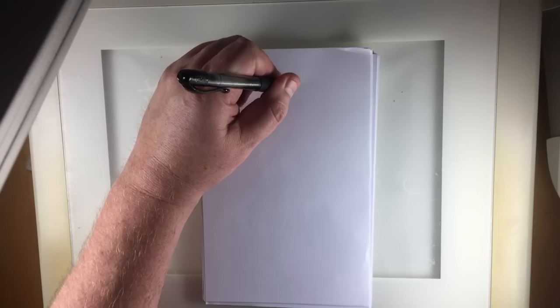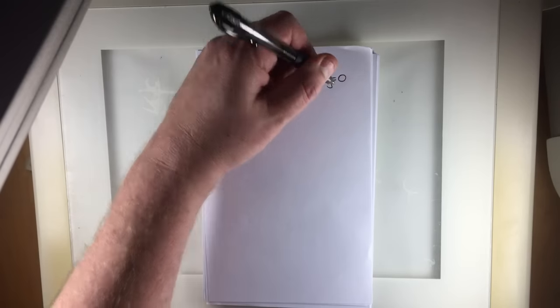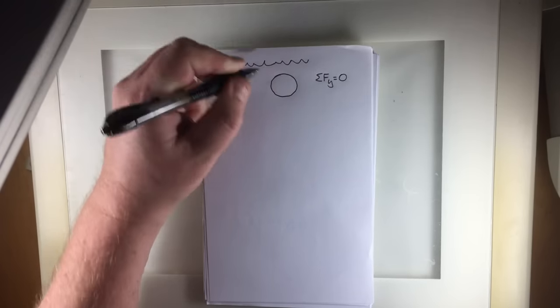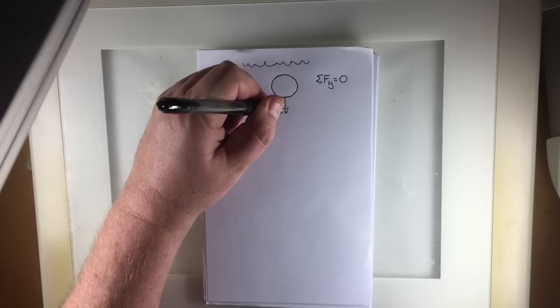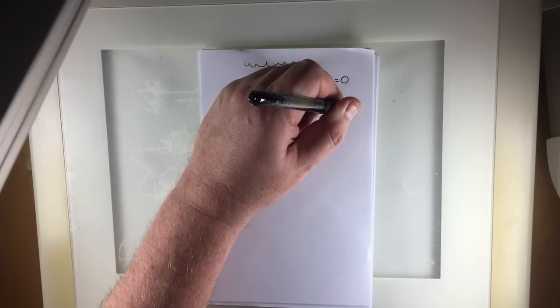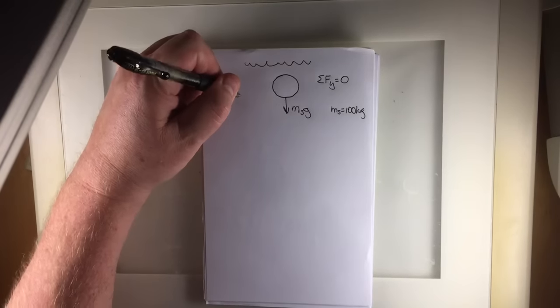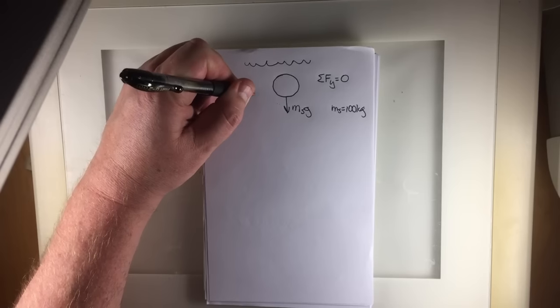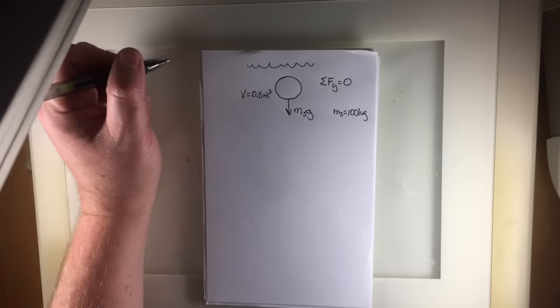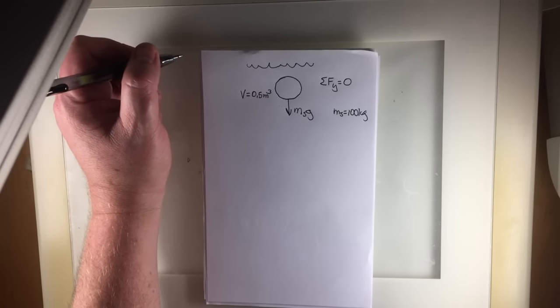Problem 1, a 100 kilogram hollow sphere is neutrally buoyant. So we have a 100 kilogram neutral sphere. It is neutrally buoyant, so the sum of the forces in y is equal to 0. It's submerged. The mass of the sphere is 100 kilograms. Its volume is half a cubic meter, so volume is 0.5 cubic meter. If the space is filled with a combination of water and helium, what fraction of this volume is helium?